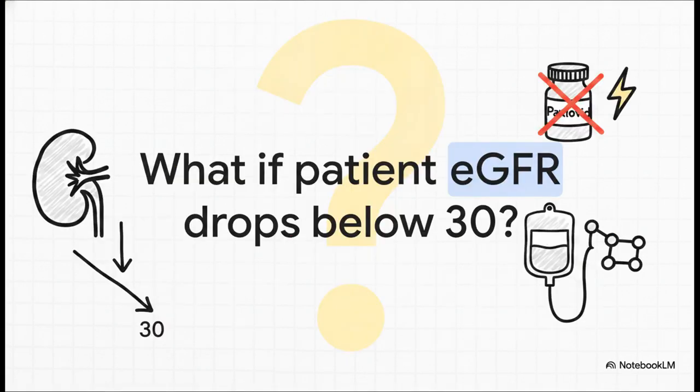So, I'm going to leave you with one final, essential clinical scenario to ponder. If your COVID patient's eGFR drops below 30, which first-line drug must you instantly avoid, and what is your backup? Well, if you remembered our outpatient ladder, you know Paxlovid is immediately contraindicated in severe renal failure under 30 eGFR, meaning you'll need to pivot fast to a backup like IV remdesivir.